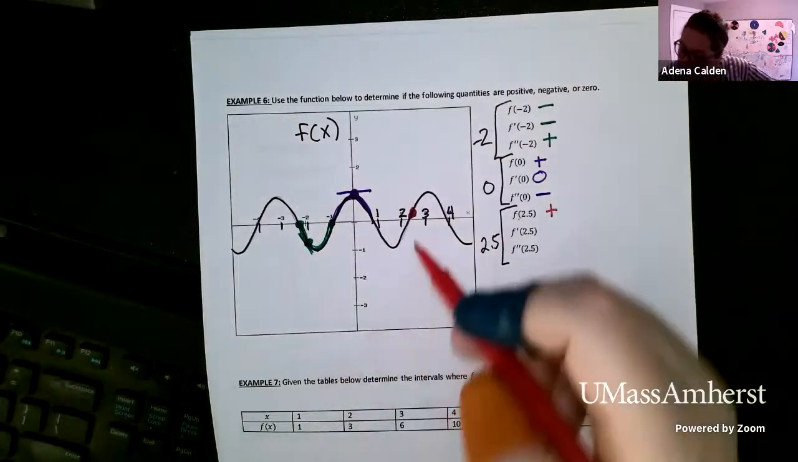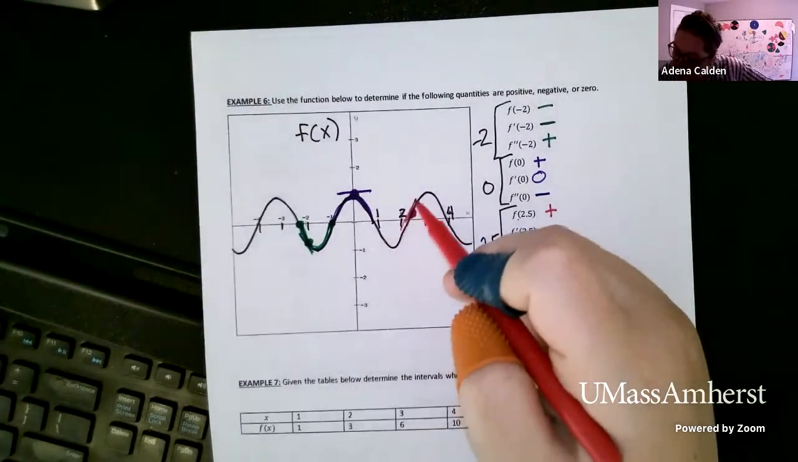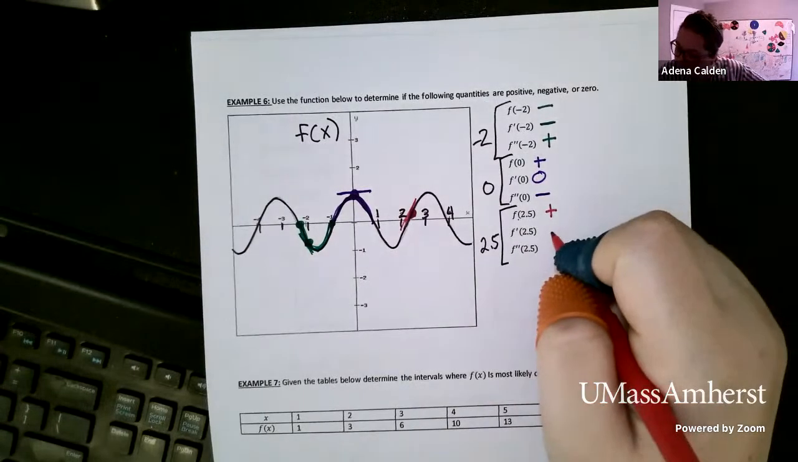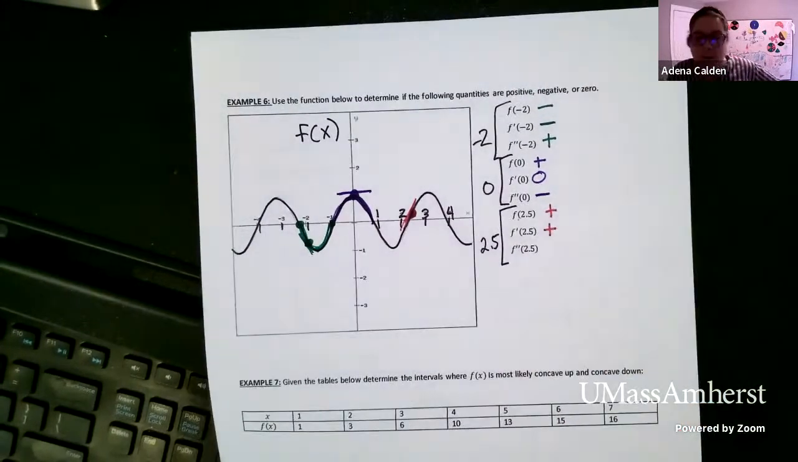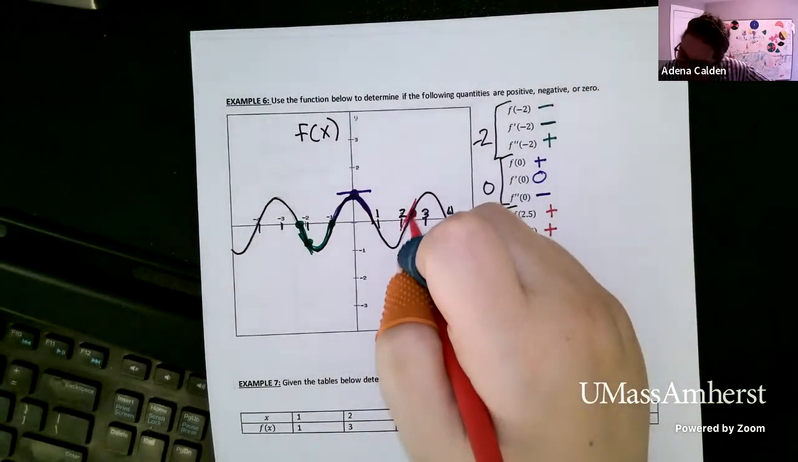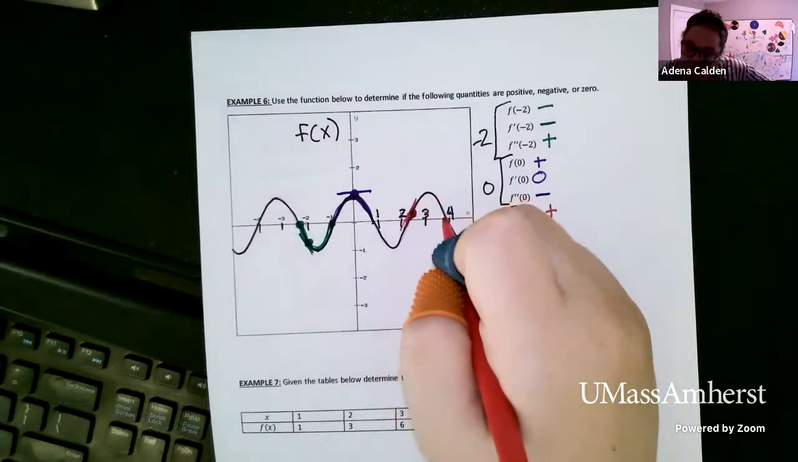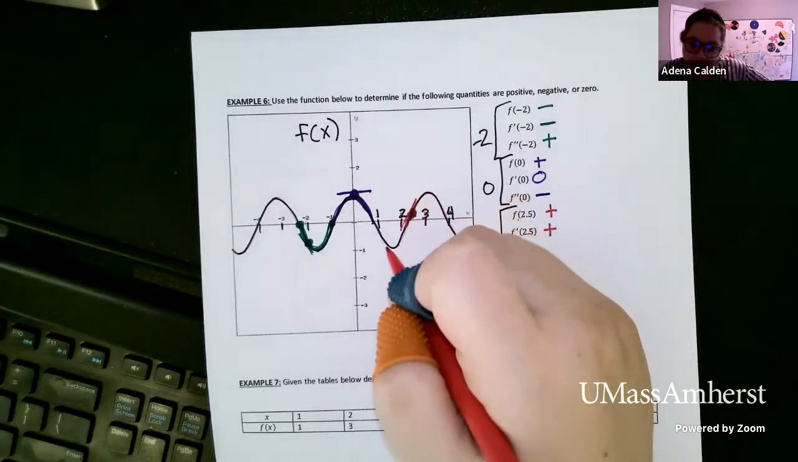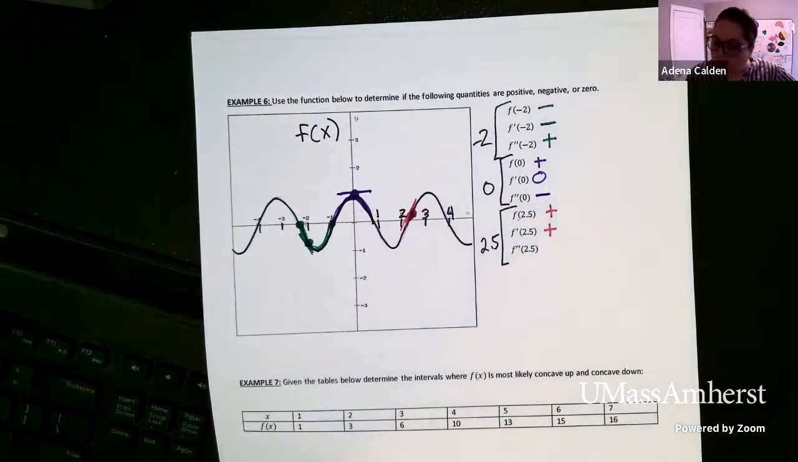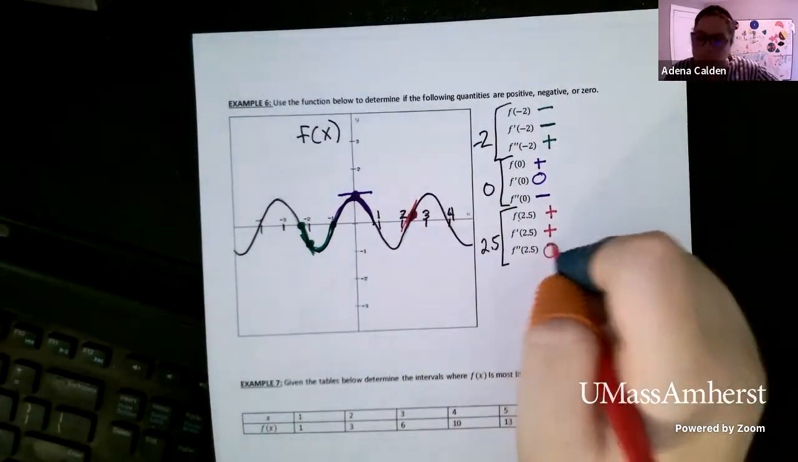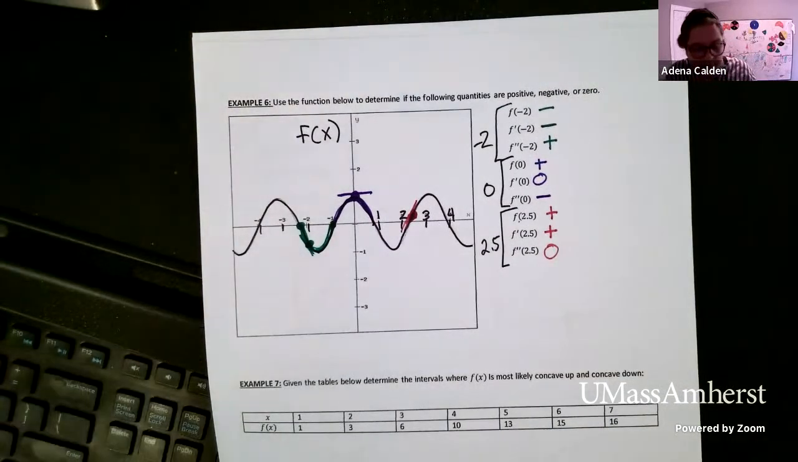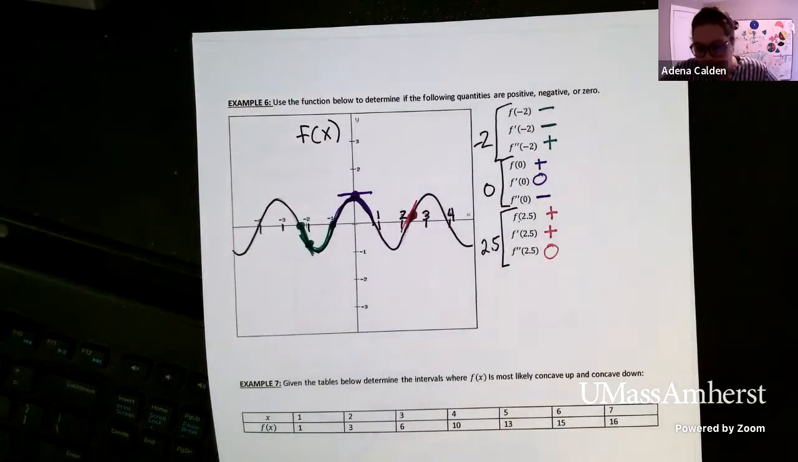For the derivative, I see that I'm increasing right here. I'm going up from left to right, which means my derivative will be positive. And then for the concavity, I notice that this is the point where if I look to the right of it, I'm concave down. But if I look to the left, I'm concave up. So that says to me that this is an inflection point, which means that at 2.5, the second derivative is going to be 0.